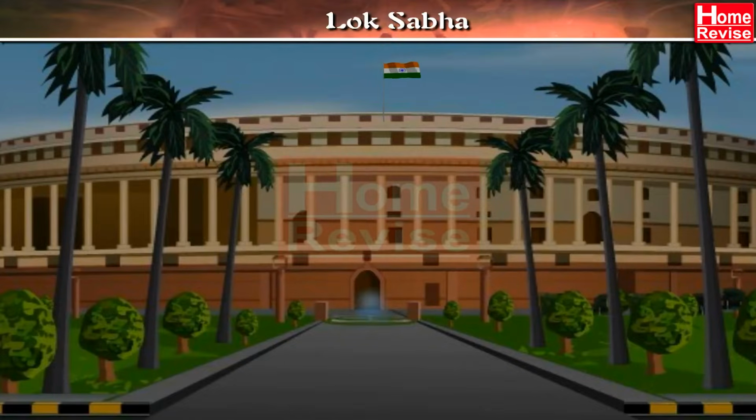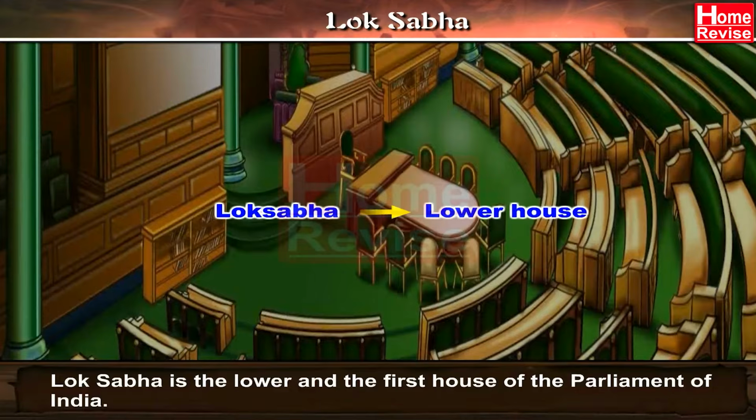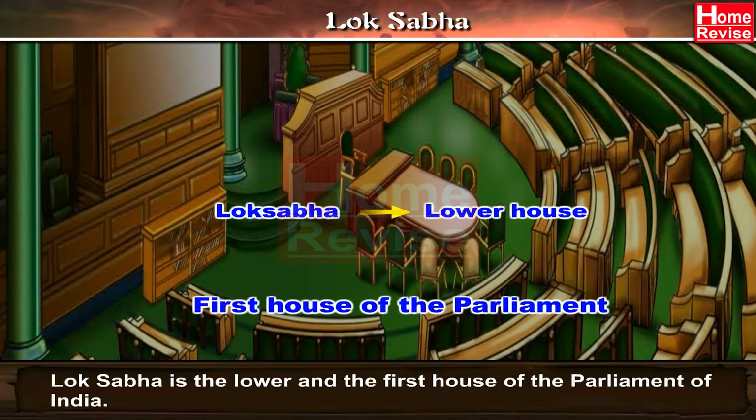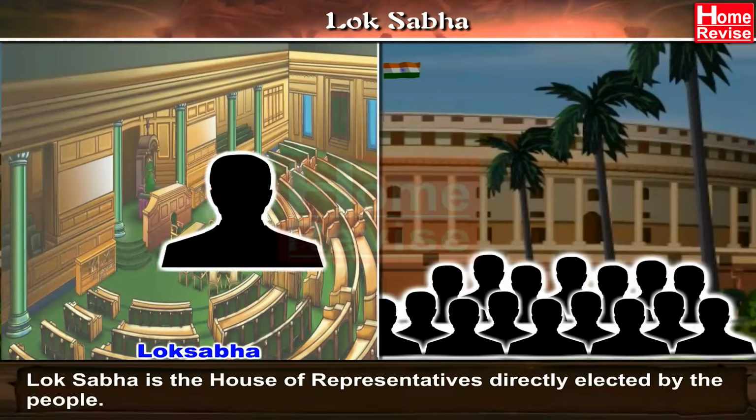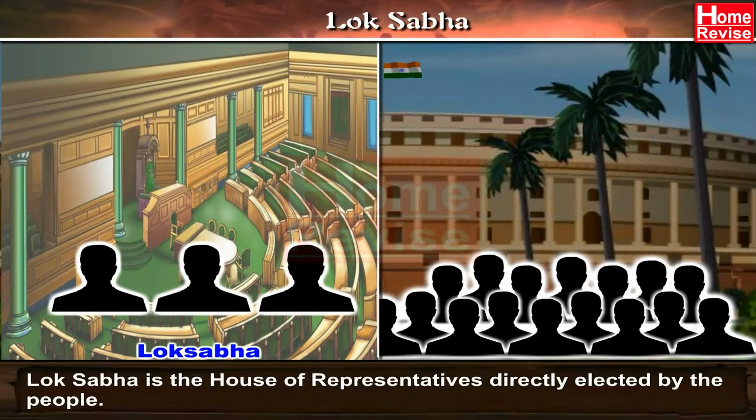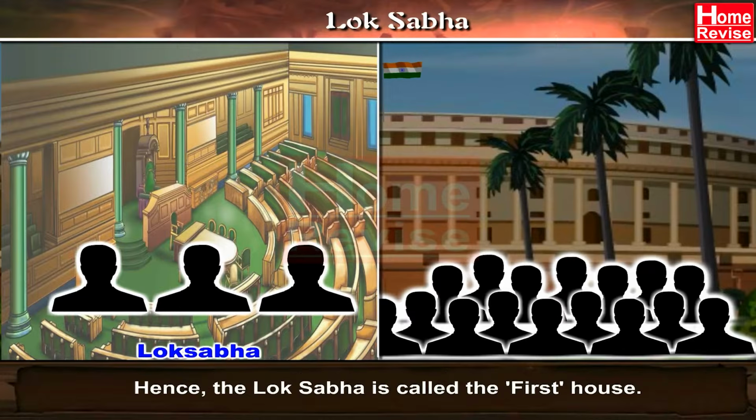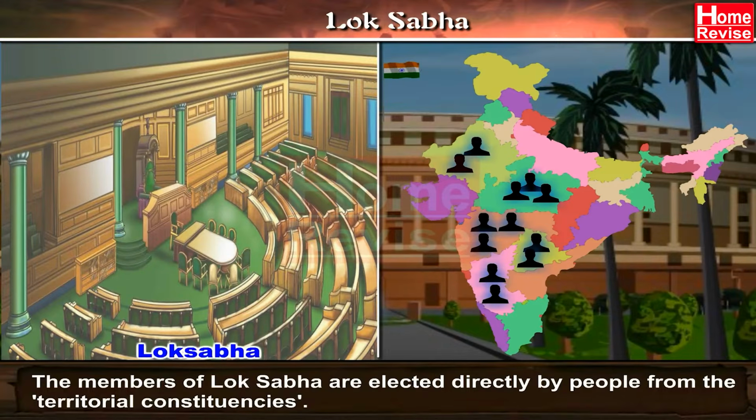Lok Sabha. Lok Sabha is the lower and the first house of the Parliament of India. Lok Sabha is the House of Representatives directly elected by the people. Hence, the Lok Sabha is called the first house. The members of Lok Sabha are elected directly by people from the territorial constituencies.